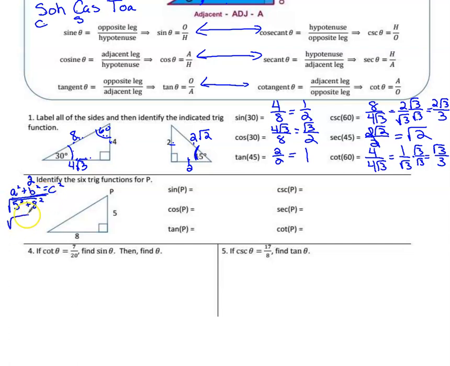So that is the square root of 25 plus 64, which is 89, which is not a perfect square, and I do not think can be simplified any, so we leave it as the square root of 89. So now we have all 3 sides, so now we can write our ratios.